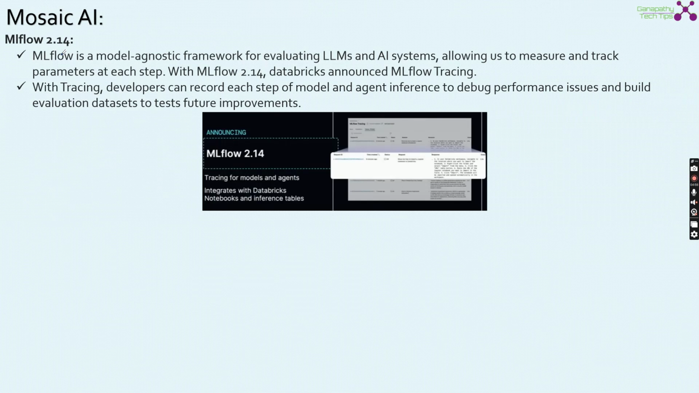With MLflow 2.14, Databricks announced MLflow Tracing. That is again important. Tracing of models and agents is possible. It integrates with Databricks notebooks and inference tables. With tracing, developers can record each step of the model against the inference to debug performance issues and build evaluation datasets to test future improvements.